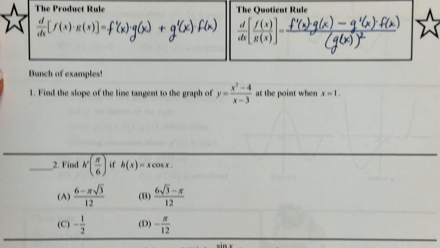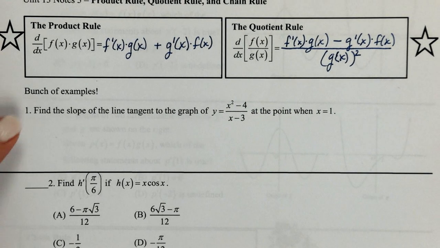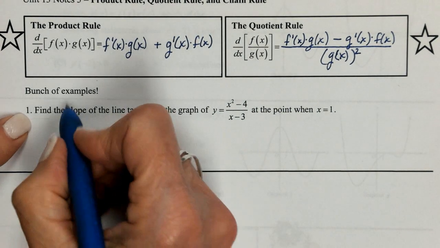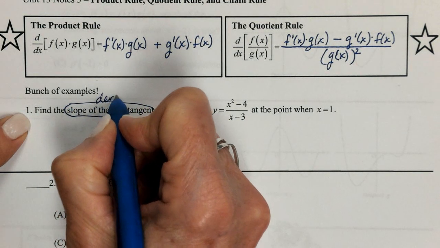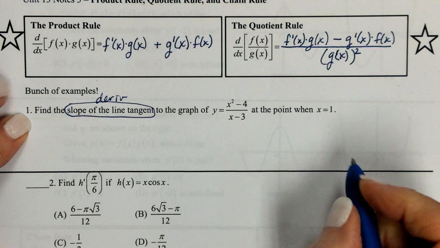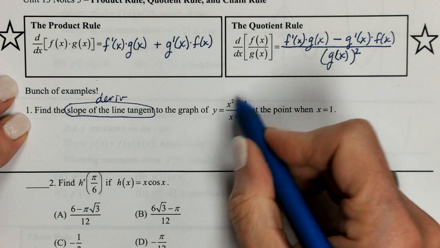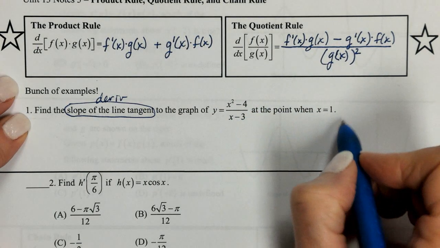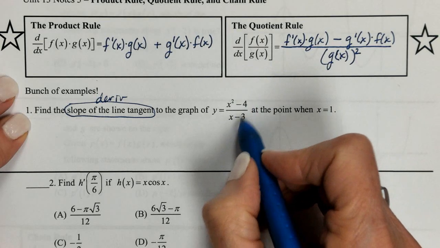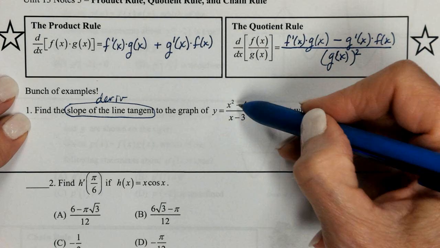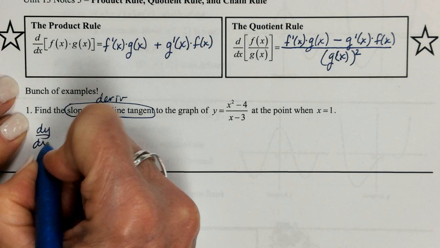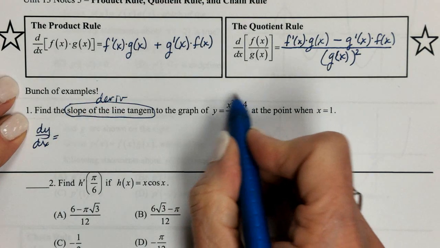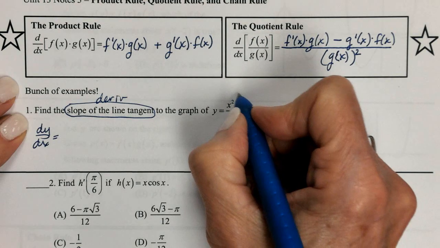Let's do some examples. Find the slope of the line tangent. That means derivative. One of our meanings of derivative of this function at the point when x is 1. This is a quotient, right? So I am going to find the derivative, I'm going to start on top. We always start on top.